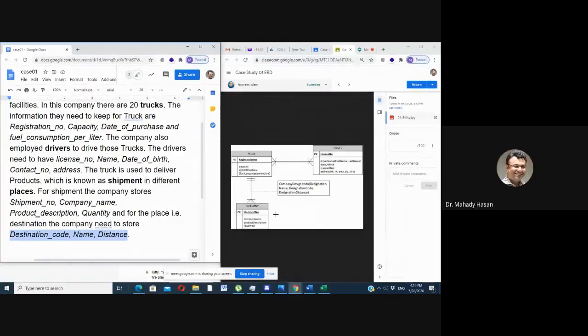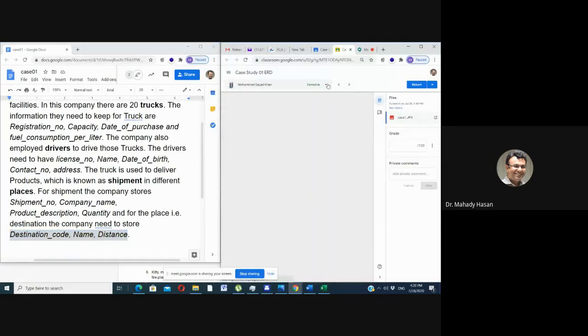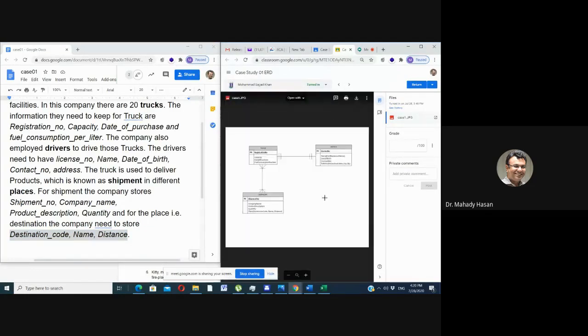Okay, sir. And here destination code could be the primary key, and this is not required. So sir, should we consider place, or destination, as an entity, right? So let me look into the solutions of others, whether anyone has it.